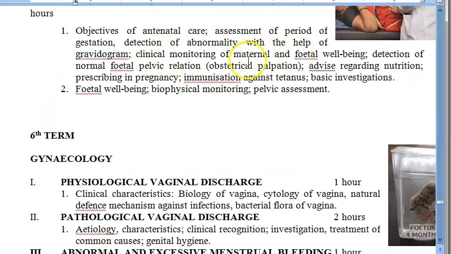So then a detection of normal fetal pelvic relation. So basically cephalic presentation, all that you will know, breech. Then nutrition advice. Then immunization against tetanus during pregnancy, right? Basic investigations, fetal well-being, biophysical monitoring, pelvic assessment for fetus.